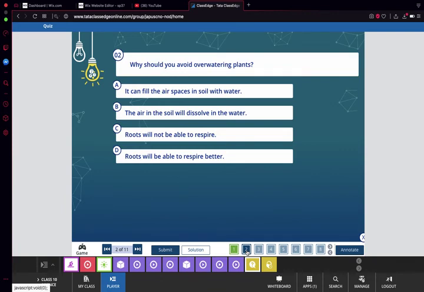Now the second question is, why should you avoid overwatering the plants? Yes, the solution is there are two reasons. It can fill the air spaces in soil with water and roots will not be able to respire due to that. That's why overwatering should be avoided.